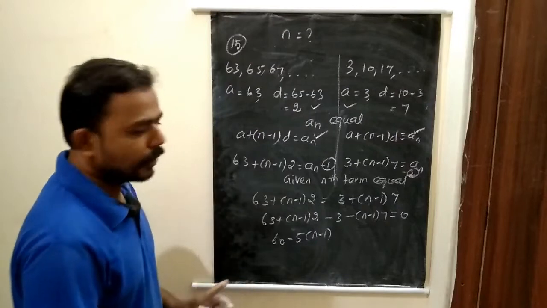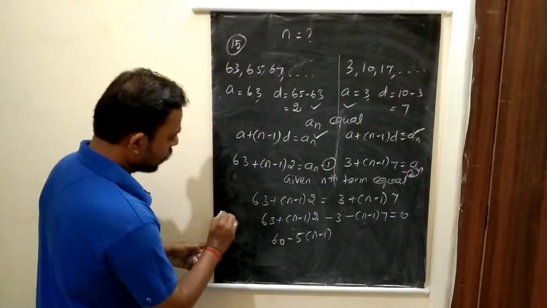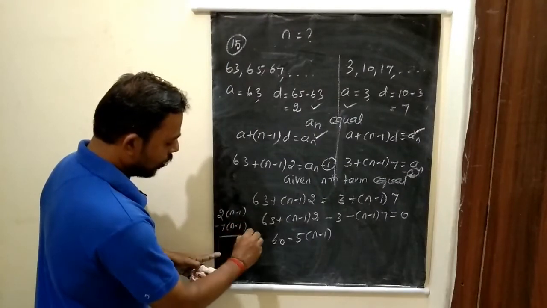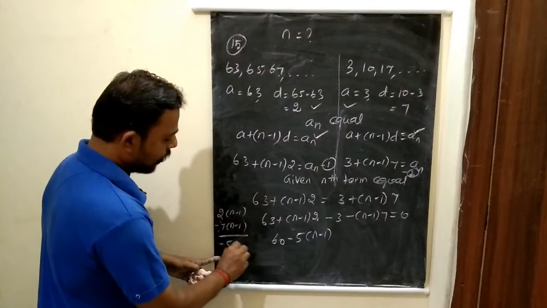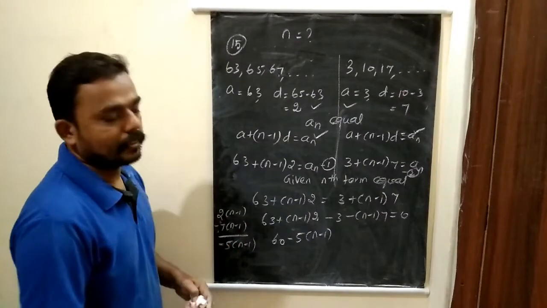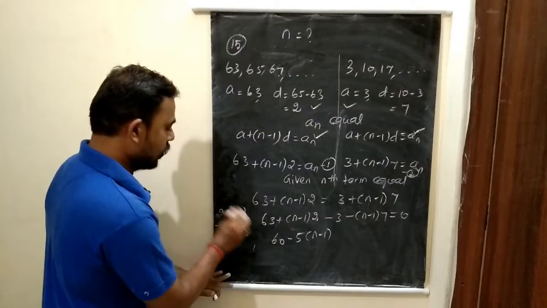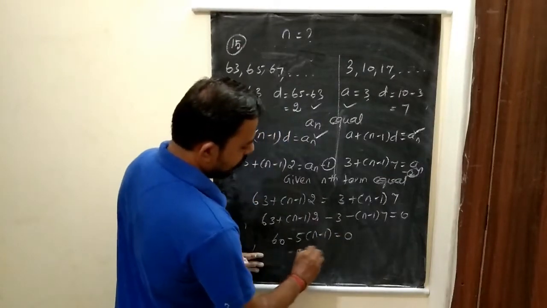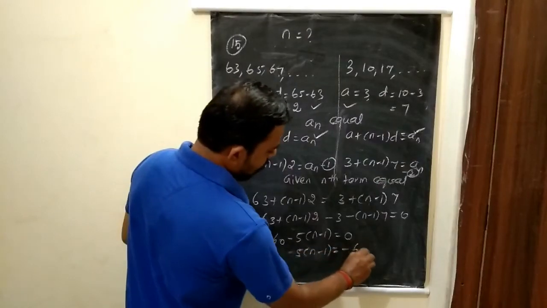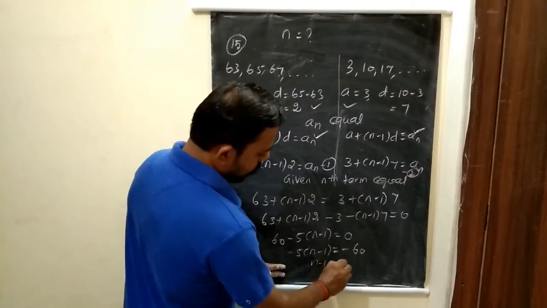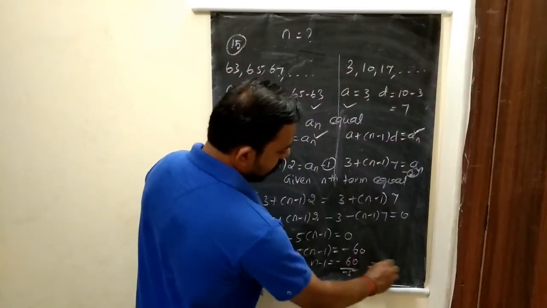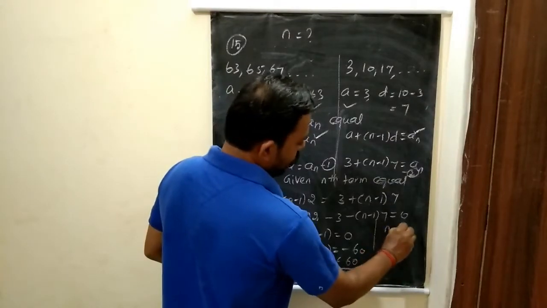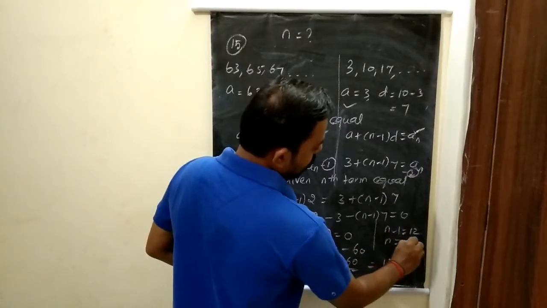No need to multiply, because it is 2 into (n minus 1) and minus 7 into (n minus 1). Both are equal terms, so we just add the like terms: minus 5 into (n minus 1) plus 60 equal to 0. So minus 5 into (n minus 1) equal to minus 60. So n minus 1 equal to minus 60 divided by minus 5. Cancel the minus, you have 12. So n minus 1 equal to 12. So n equal to 13.